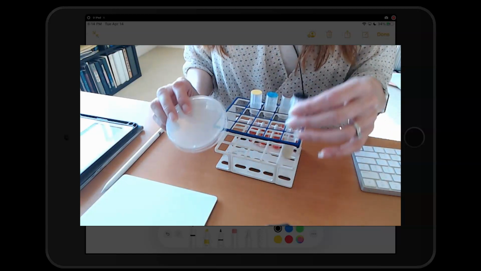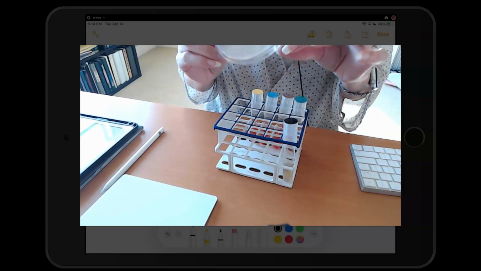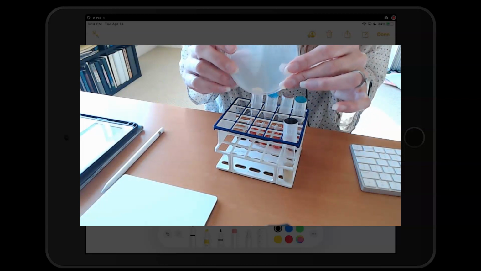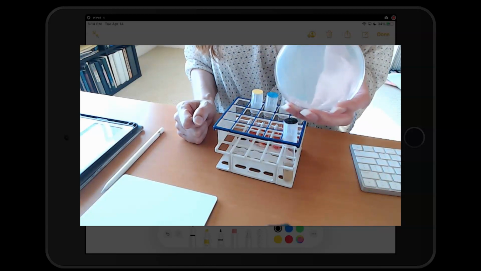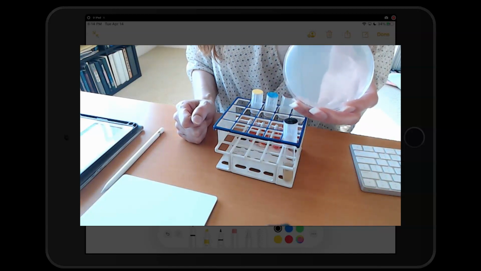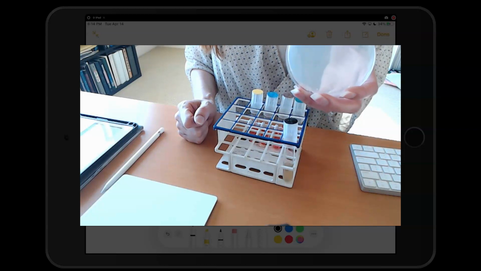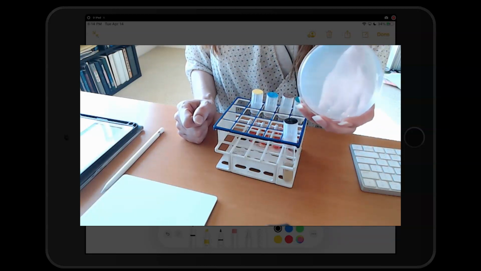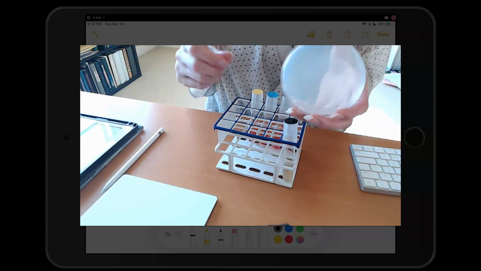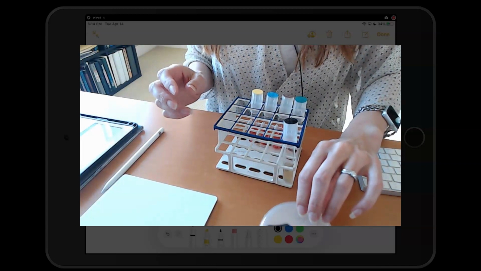Starch is a complex carbohydrate. If your unknown bacteria produces the enzyme amylase, it will break down the starch into simple sugars. And that way it makes it easier for being able to utilize those, right? Okay, let's go ahead and move on to the next experiment.